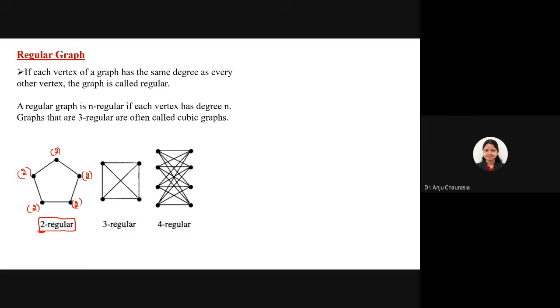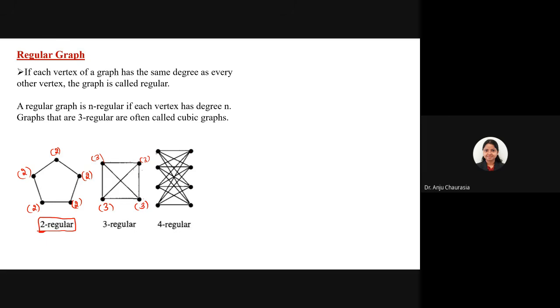Agree everyone? Now check for 3 regular. Is this 3 regular or not? So here 1, 2, 3, 4. 4 vertices in this particular graph. I'm not concerned with n minus 1 degree. I am going to check 1, 2, 3, 1, 2, 3, 1, 2, 3, 1, 2, 3. All vertices have the same degree. So this is a 3 regular graph. Maybe it is a complete graph or what? I'm just checking for the regular graph concern.